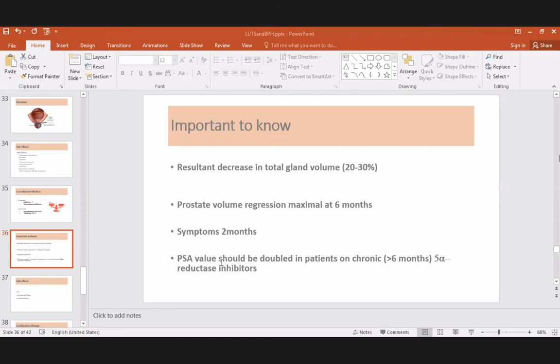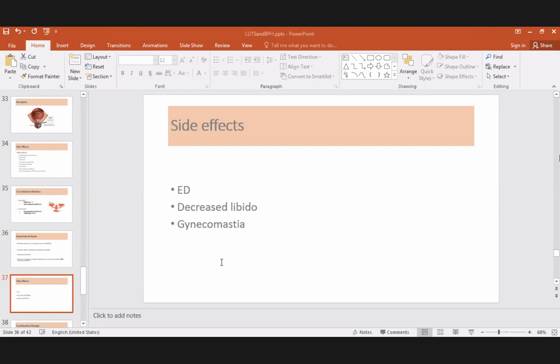When we check the PSA level in these patients, because of the changes this causes inside, the PSA level is usually affected in patients who are on 5-alpha reductase inhibitors. So you have to be very careful while you are interpreting PSA levels. You have to ask the patient, are you taking a 5-alpha reductase inhibitor or not? Because the PSA levels are altered because of this drug also. Side effects can be ejaculatory dysfunction, decreased libido or gynecomastia, but as compared to alpha blockers, it is safer.